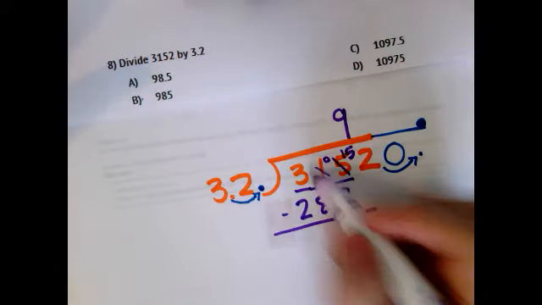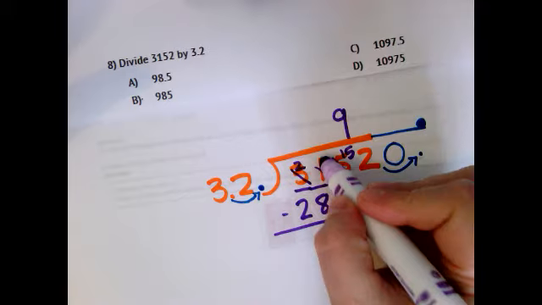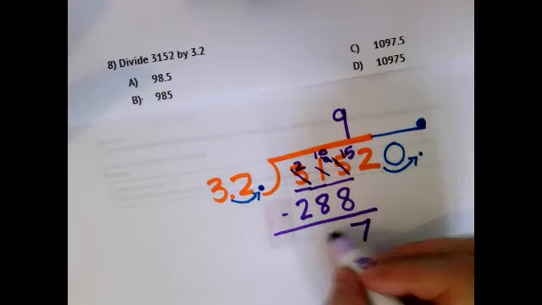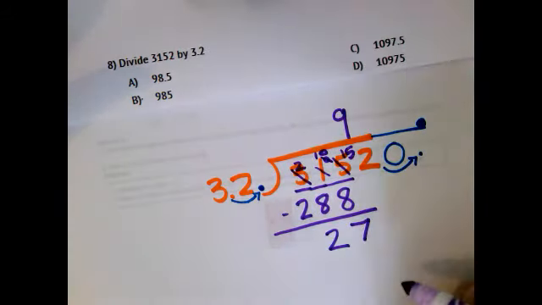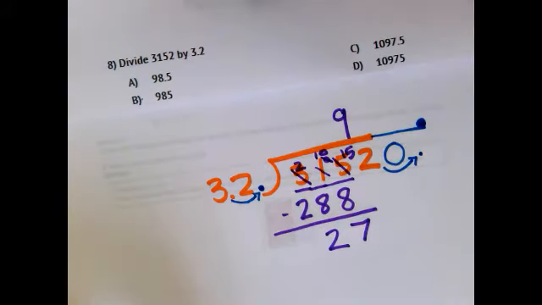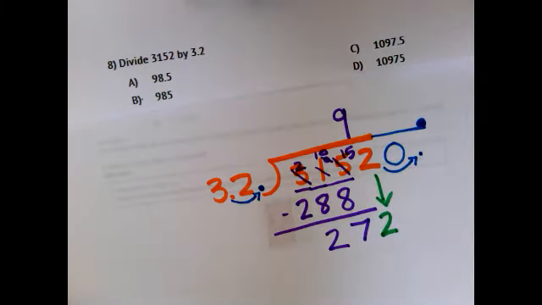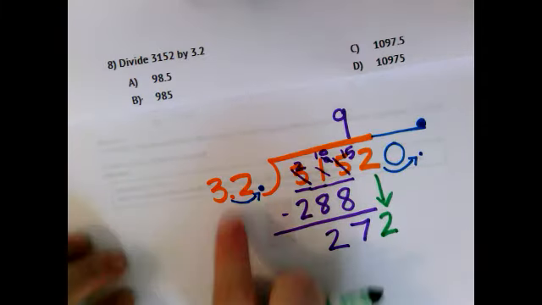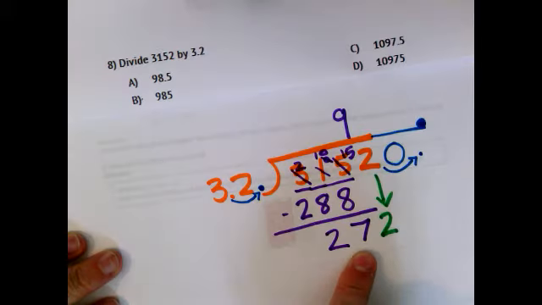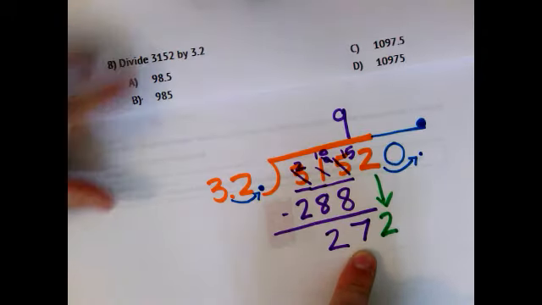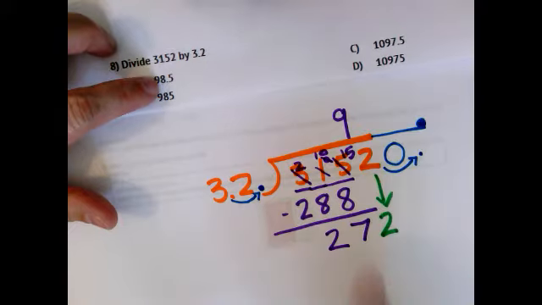Okay, and then I'm going to have to borrow again. So I'm left with 27. And I'm going to bring down this 2. So 272. 32 will go into 272 how many times? I don't know. But I'm sure going to look up here at my answer choices and see if I can figure it out.